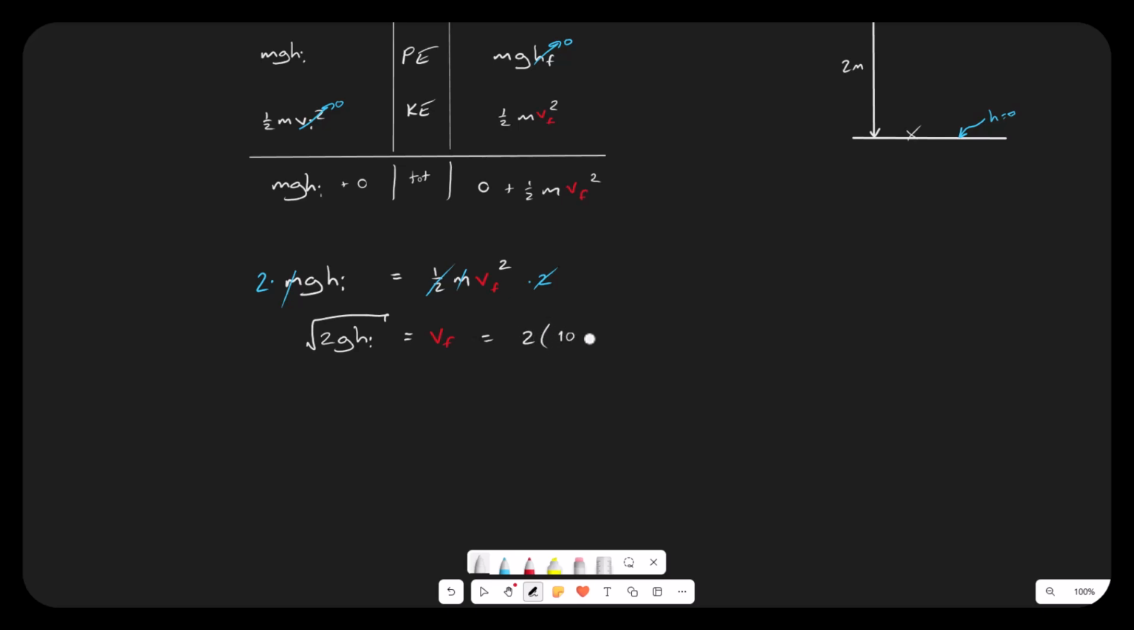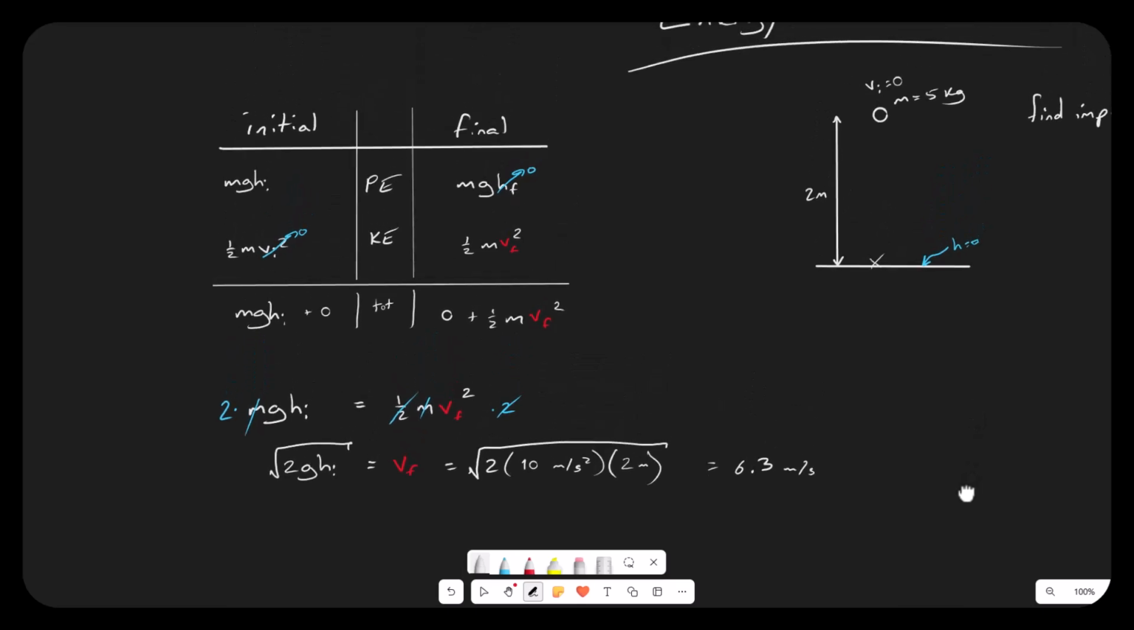2 times 10 meters per second squared times height initial, which was 2 meters. I again get the square root of 40, which is still 6.3 meters per second. If I want the velocity, I need to make sure to put a minus sign on there. I asked for an impact speed, and speed is just a scalar, so I can just keep the positive.